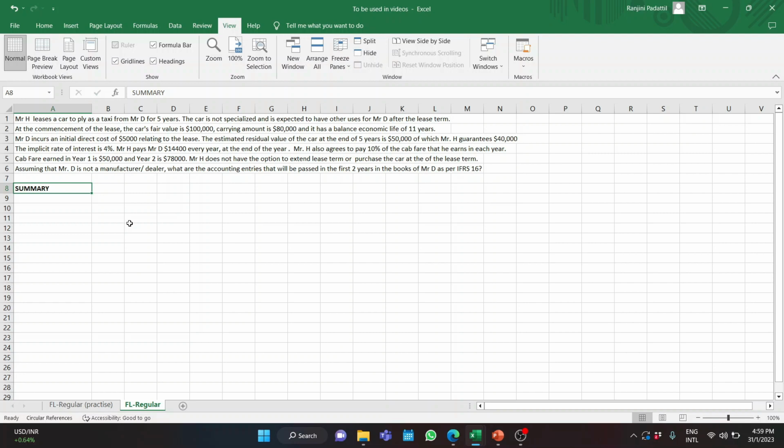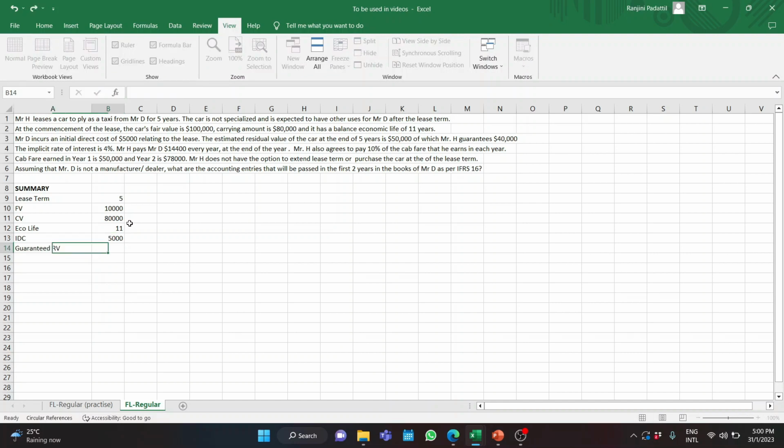Let us do a summary. It helps us to understand the question even further. Lease term is 5 years. At the commencement of the lease, the car's fair value is $100,000. The carrying value is $80,000. Economic life is 11 years. There is an initial direct cost of $5,000. The guaranteed residual value is $40,000. Unguaranteed residual value is $10,000. Implicit rate of interest is 4%.